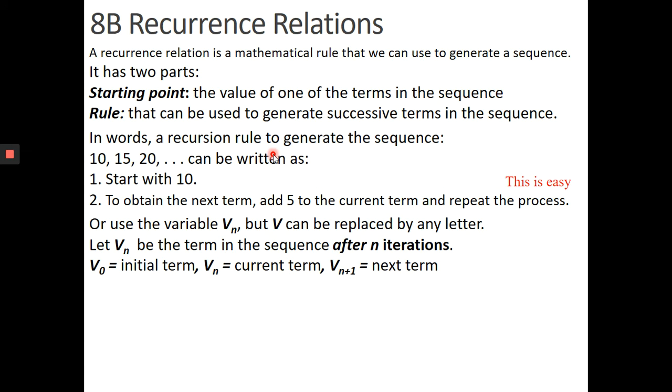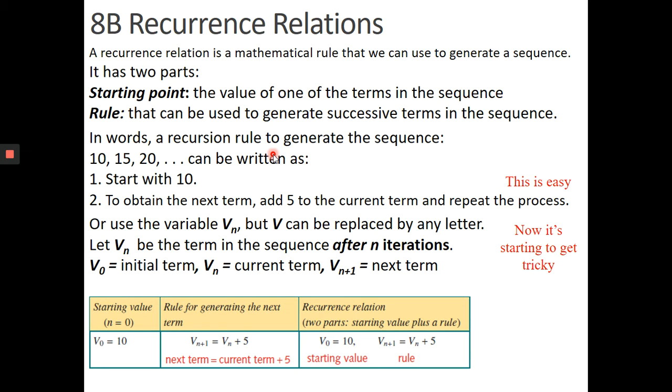So now we're going to use some letters and terms, and this is where it can start to get a little bit tricky. I'll show you this table. We have a starting value and our rule. This is starting with 10, and the rule is add 5 each time.